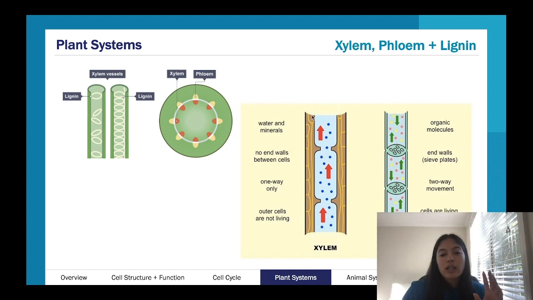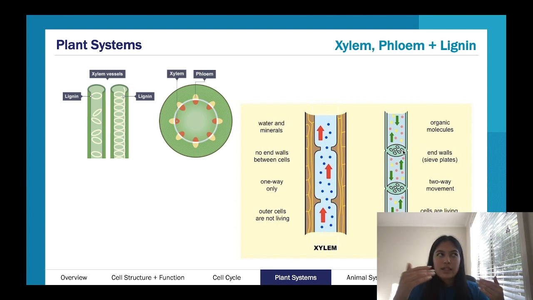With our xylem as well, the outer cells are dead. So they're not living. And that can make it a little bit more rigid as well. And that just enables the water to draw through. We can see it's one way, which we discussed. And there's no sieve plate that we can see here.